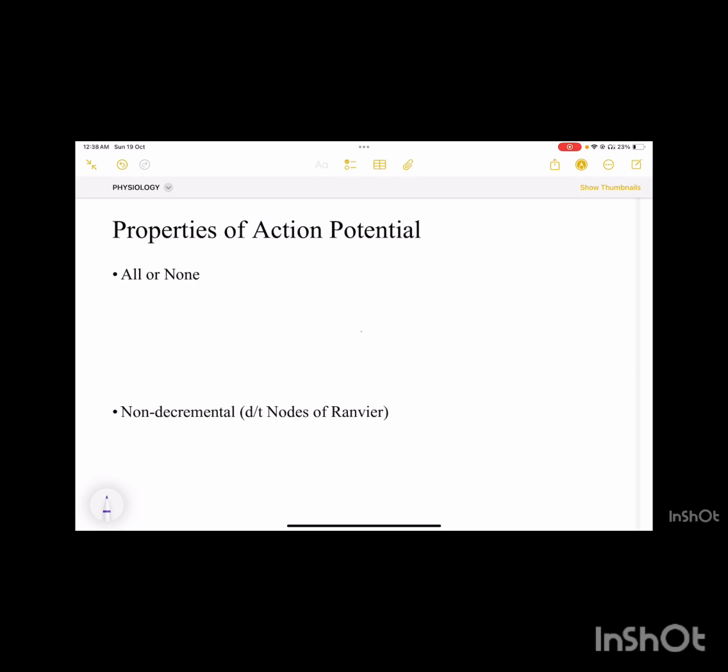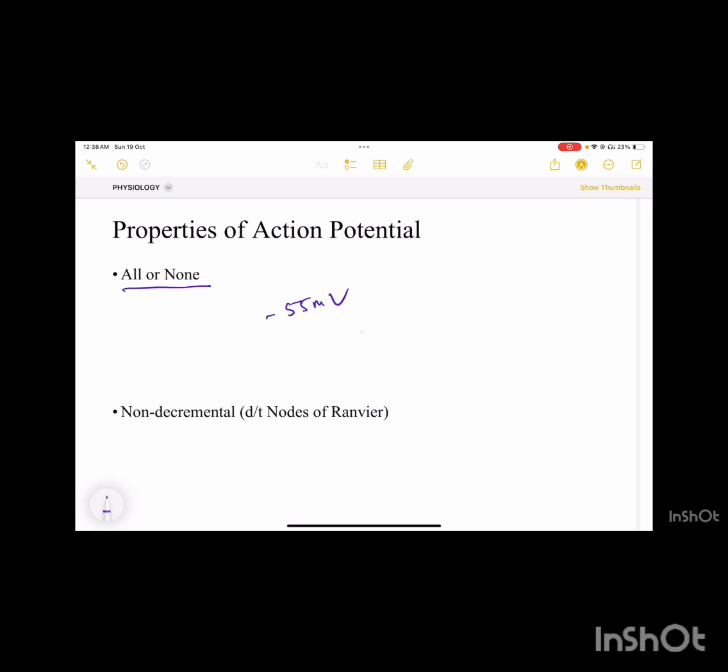So what are the properties of action potential? The first property is all or none. Either it is fully conducted or there is no conduction at all. There is nothing in between. So anything above minus 55 millivolts is an action potential, anything below it is not. That's it. There is nothing in between.